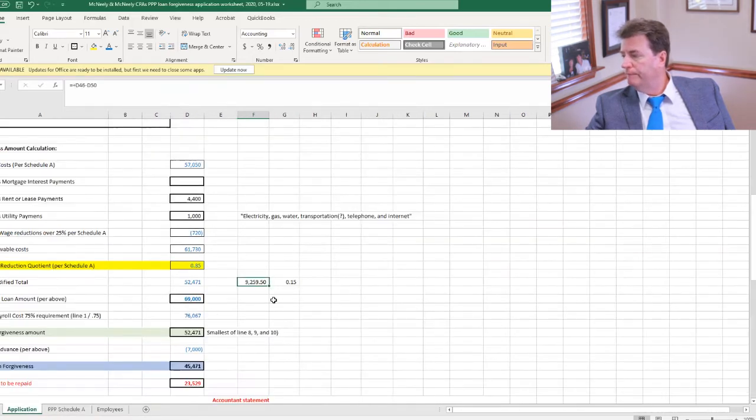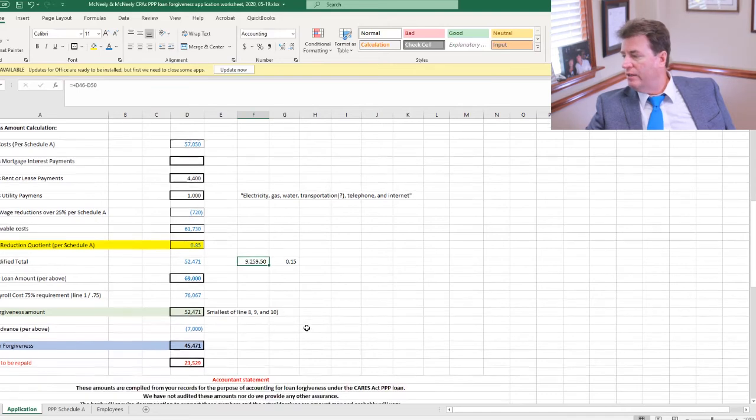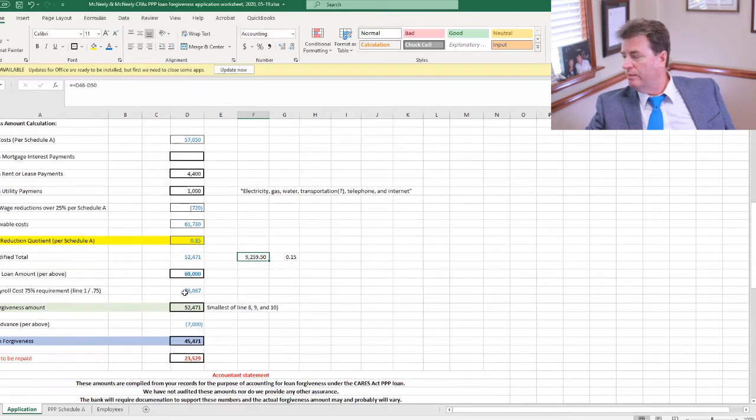There you go. So yeah, it knocks $9,000 off what you could get. So anyway, what they're saying is, hey, your payroll cost, the 75% requirement, should be 76,000. The forgiveness amount in this form is the smallest of these 3 numbers. You can either get the whole thing forgiven, you can get the modified total after this, or you can get your total payroll cost at 75%. What's the smallest? Well, obviously it's this.